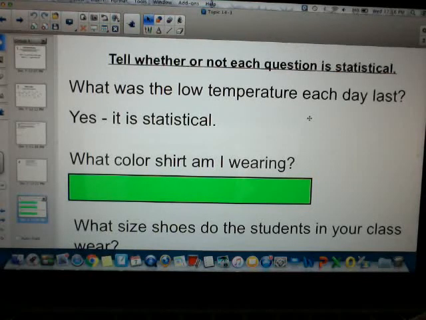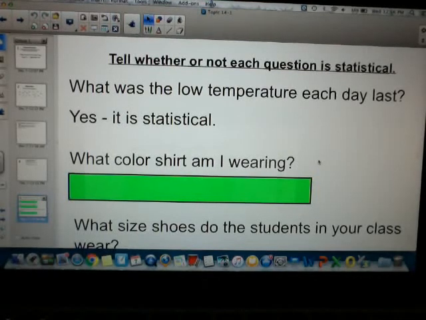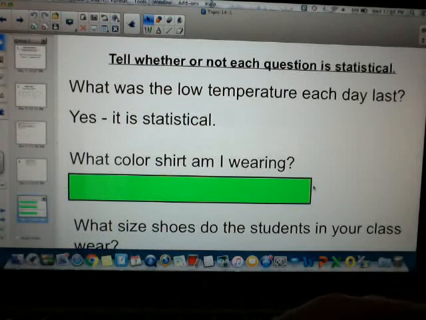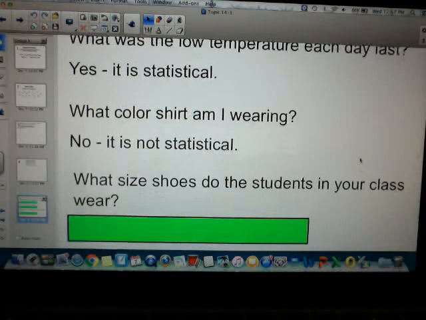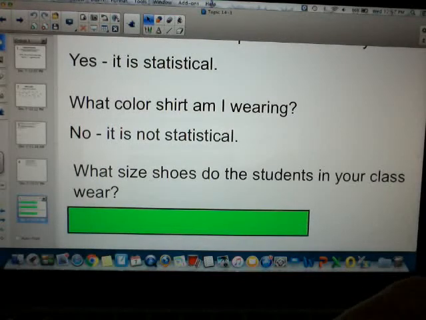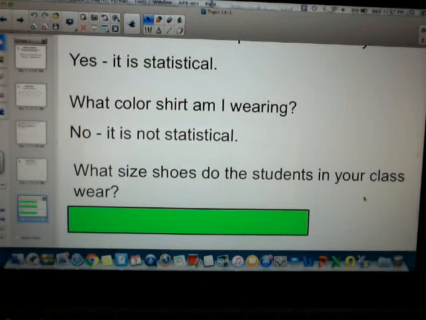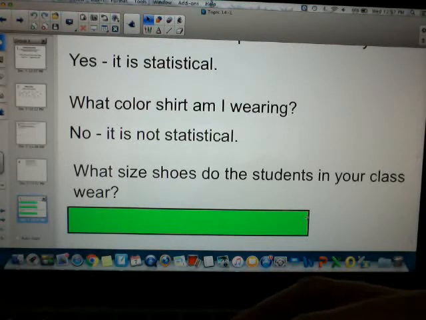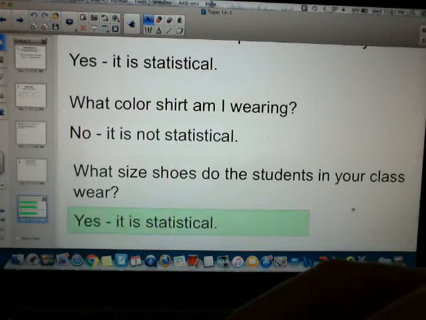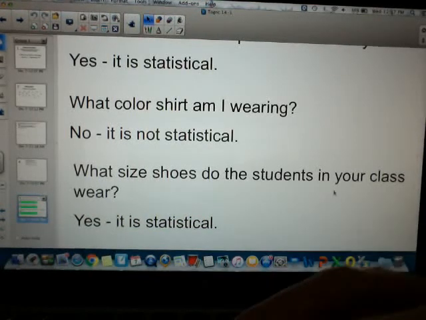Okay? The next question is, what color shirt am I wearing? Well, think about that. Is it statistical or not statistical? Well, that's a pretty specific answer, isn't it? So it is not statistical. The next one: what size shoes do the students in your class wear? Well, if you collected data on the shoe sizes of the students, you'd probably find that you have many different sizes, so you would have multiple different answers. So yes, it is statistical.